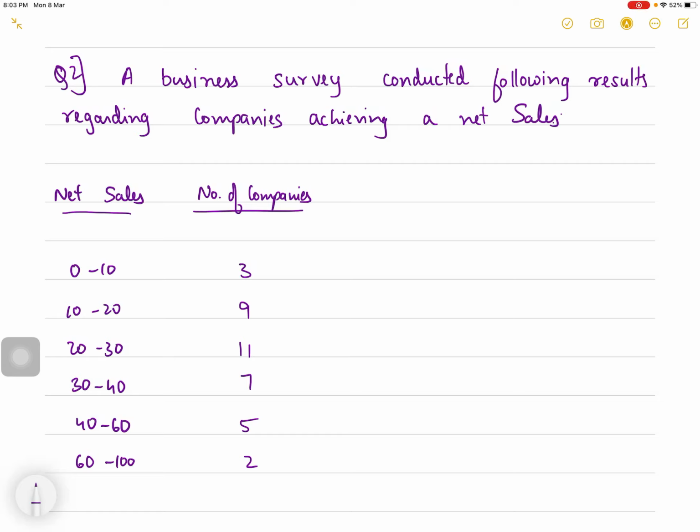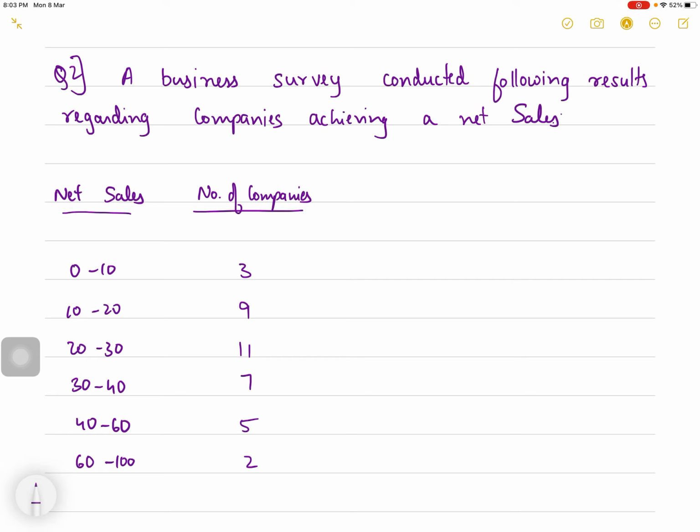Hello students, yesterday we solved questions of arithmetic mean for discrete series as well as for continuous series. Today we will be solving a few more problems. Let us see the first problem.